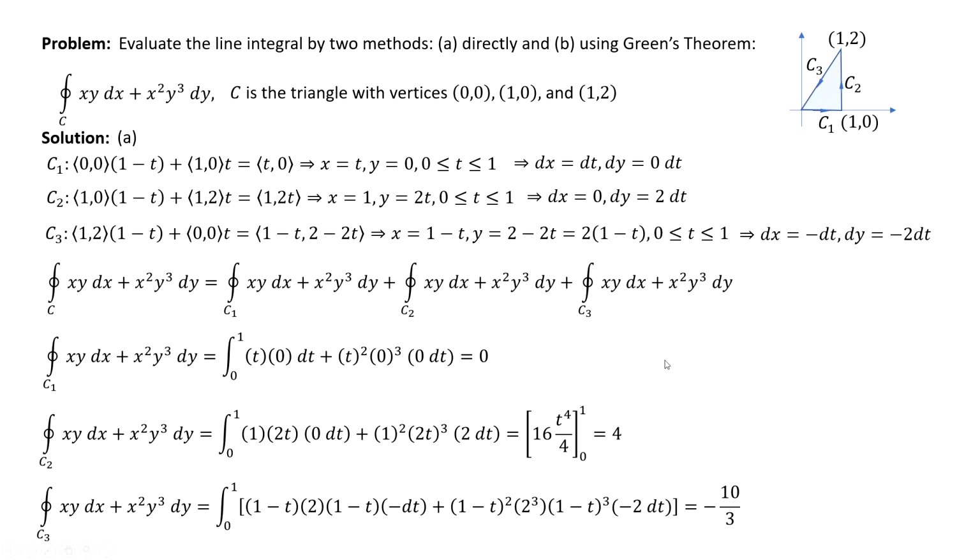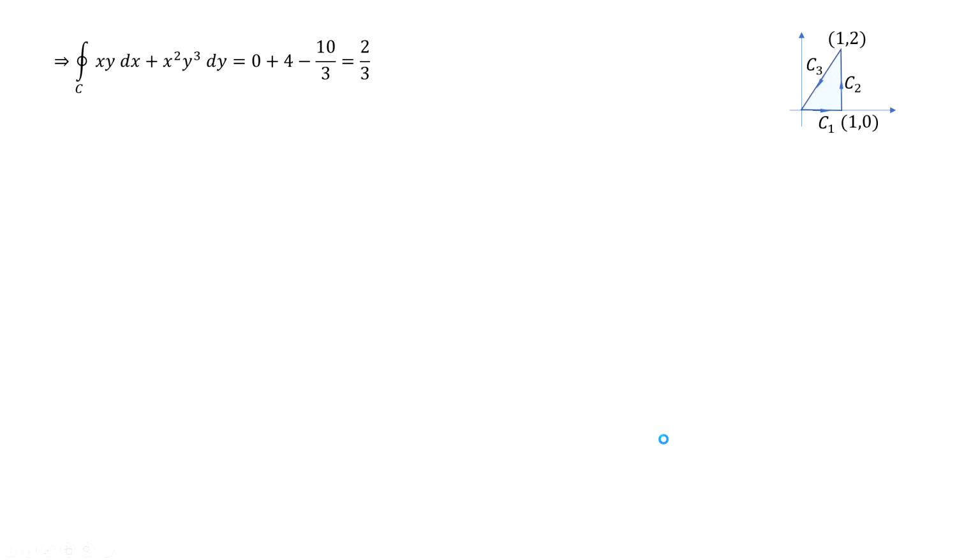Okay, what are we supposed to find? Oh, we're supposed to find this contour integral, right? And we have found each individual component. The only thing we are left with is adding up each of these parts. 0 plus 4 plus negative 10/3, or 4 minus 10/3, is 2/3. And guess what? That's the integral. By what method? By the direct method. You have been given a contour integral, and you evaluated the contour integral by treating that as contours.